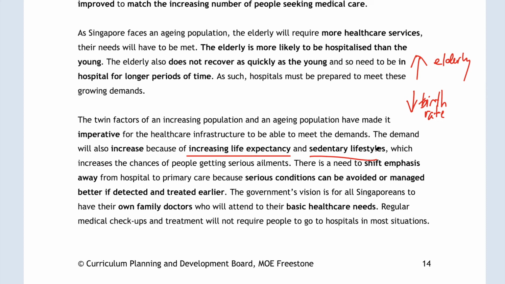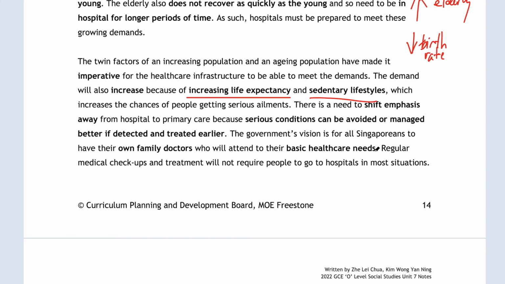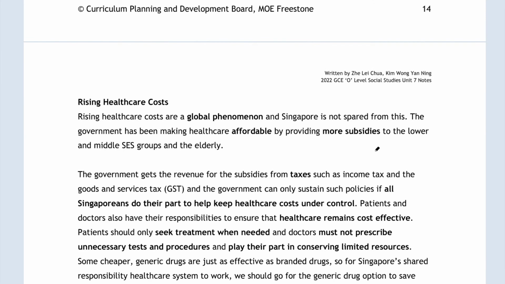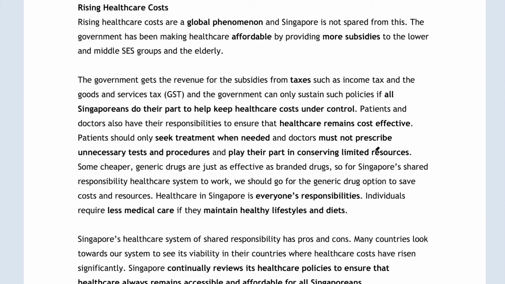So we are relying on the system of primary and secondary care so that people's conditions can be detected and managed earlier. They do not need to be overly reliant on more advanced medical services when the ailment gets worse. The system of family doctors, polyclinics, and hospitals must all work together to ensure the sustainability of the healthcare system in Singapore. Rising healthcare costs is also another problem. The government has been trying to address this by making healthcare more affordable by providing more subsidies.